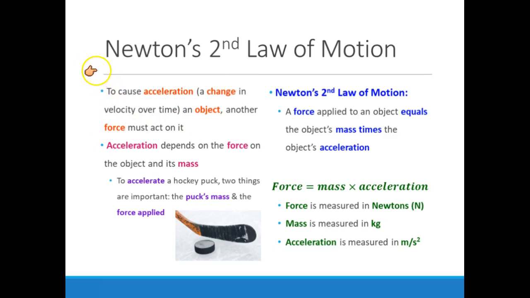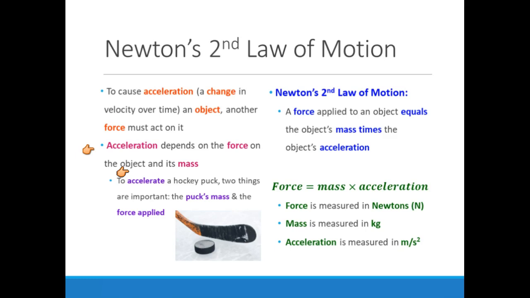So Newton's second law of motion says that in order to cause acceleration, which means a change in velocity, so we're getting faster, we're getting slower, we are starting motion, we are stopping, we are changing direction, any type of acceleration, in order to cause that, there must be a force that acts on it. So that acceleration is going to depend on the force that you apply as well as its mass.